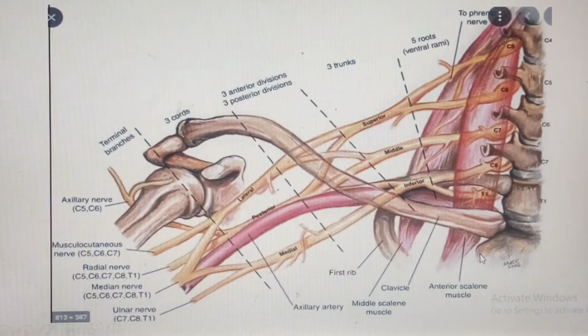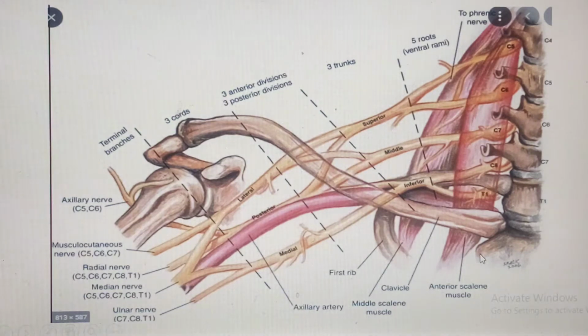Before I go on with the brachial plexus, what I want you to know is that we have the brain and the spinal cord constituting the central nervous system. Emerging from these areas, you have the cranial nerves and the spinal nerves respectively. Now, I'm interested in the spinal nerve, which emerges from the spinal cord.